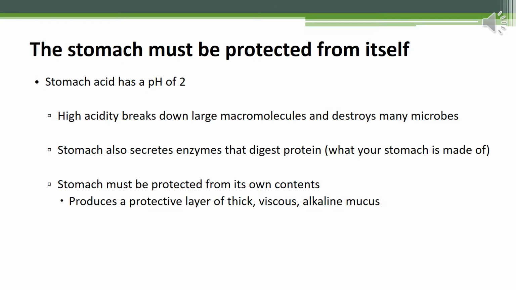The acid secreted by the stomach has a pH of 2, which makes it so acidic that the stomach must be protected from this acid. We need the stomach acid to have such a high acidity in order to break down the large macromolecules of the food we eat, and also to destroy the microbes that may have found their way into the stomach atop the food we've eaten. So the stomach has somewhat of an immunity function within the body. In addition to the stomach acid, the stomach also secretes enzymes which digest proteins, and guess what? The stomach is made of proteins, so these enzymes are capable of digesting the stomach. So in order for the stomach to be protected from its own contents, it produces a very thick layer of viscous alkaline or anti-acidic mucus, which serves to protect it.